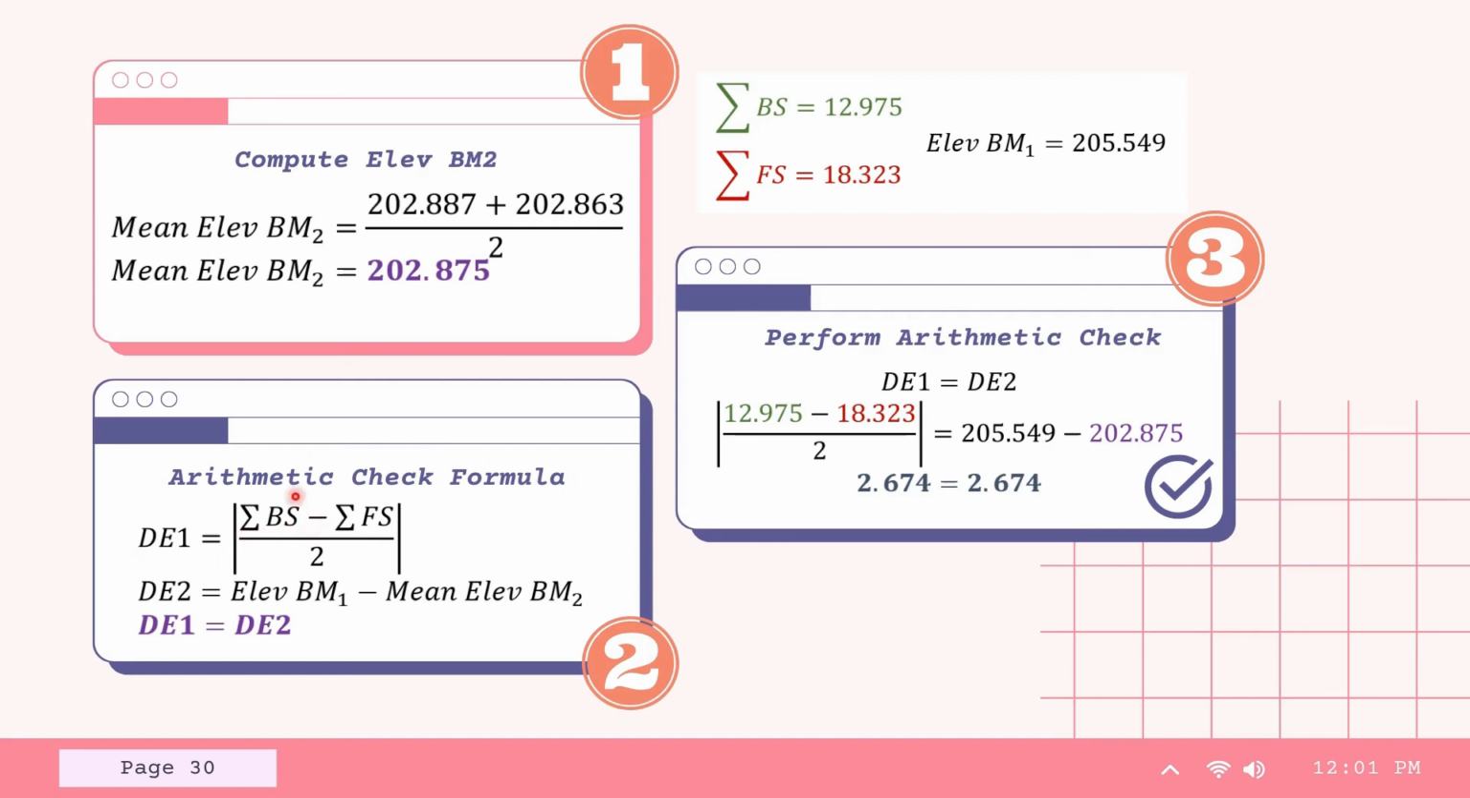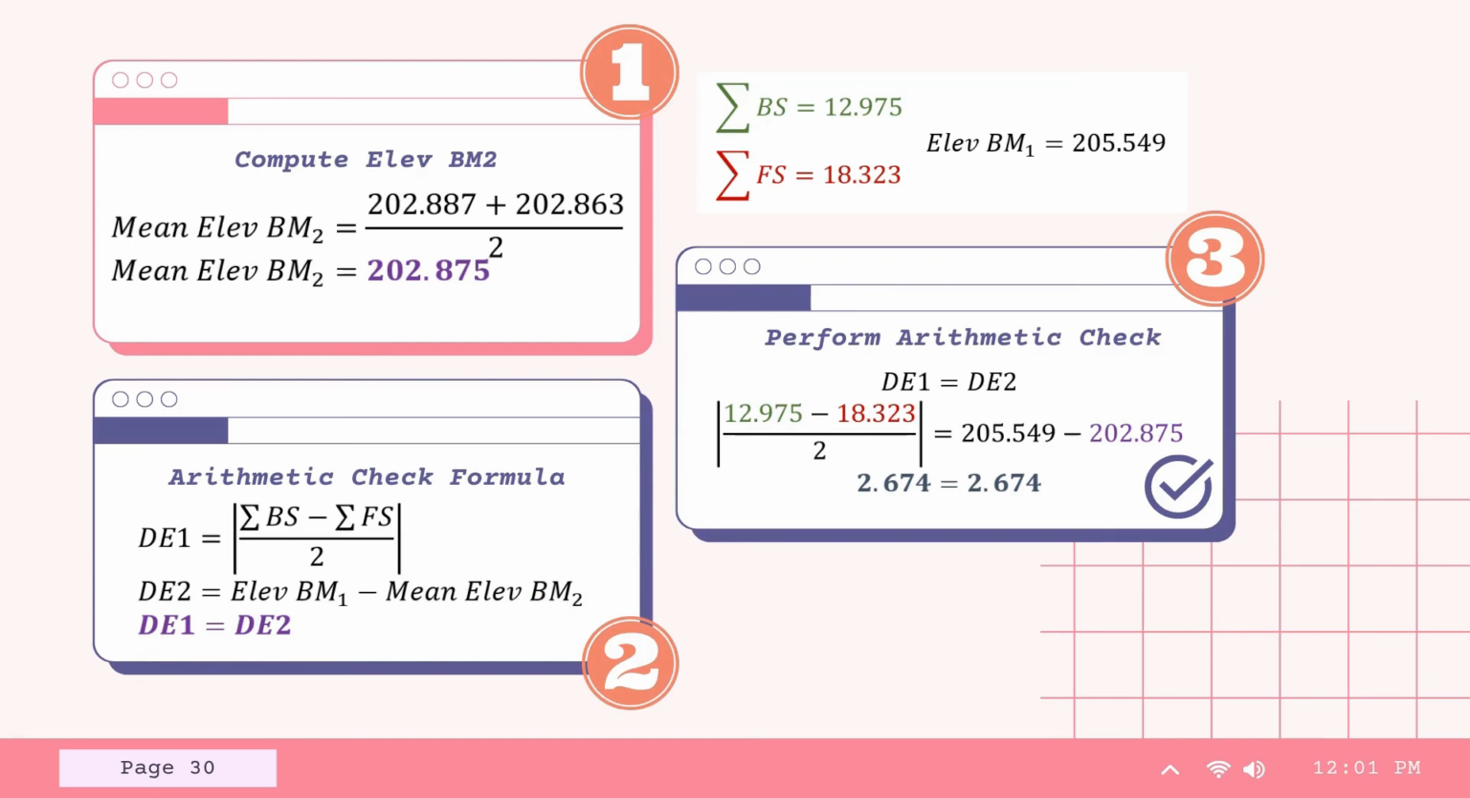We also have to perform the arithmetic check for our values, which is DE1 equals the absolute value of the summation of all our backsights minus the summation of all our foresights, divided by 2, whereas DE2 is equal to the elevation of BM1 minus the mean elevation of BM2. And this DE1 and DE2 must both be equal. Now we solve for these formulas using our computed values.